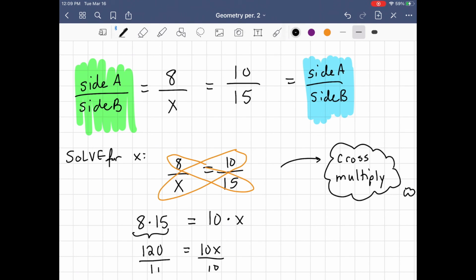To solve for x, divide both sides by 10, and we get x equals 12. And that is the answer. We just solved for the missing side. The missing side was 12.